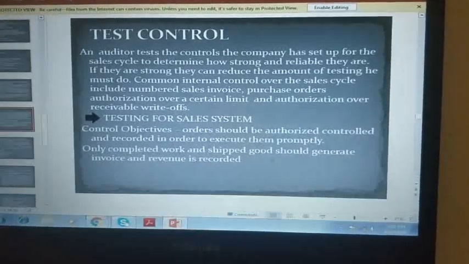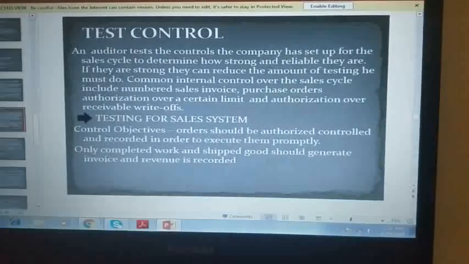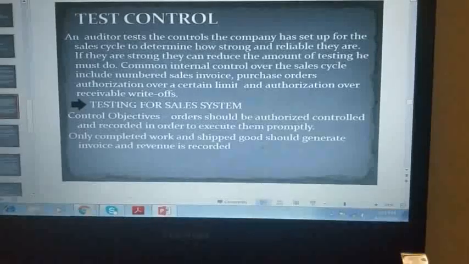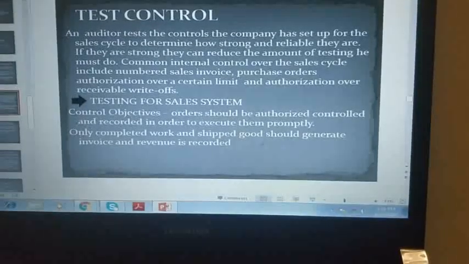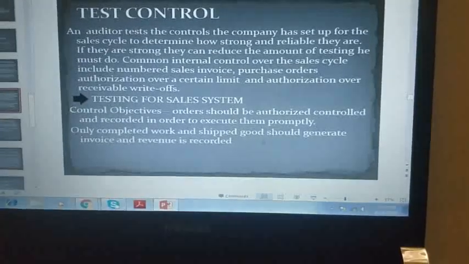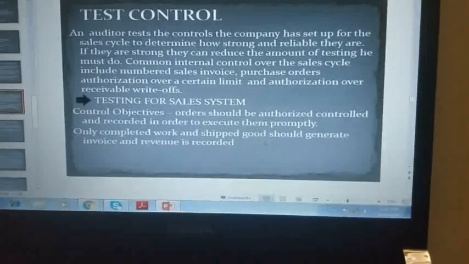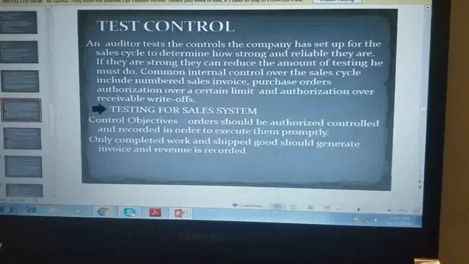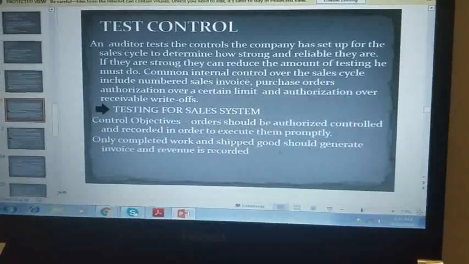Now if they are strong, the auditor can reduce the amount of transaction testing that he must do. There'll be various tests done for each and every transaction, right? So if the controls are strong enough, the transaction testing can be reduced.